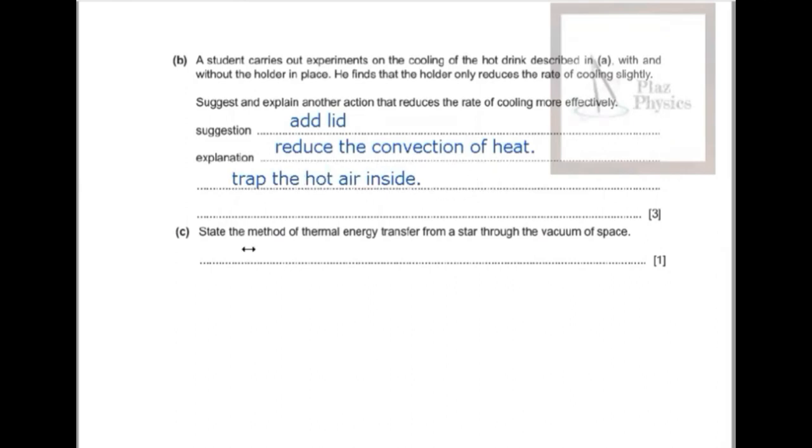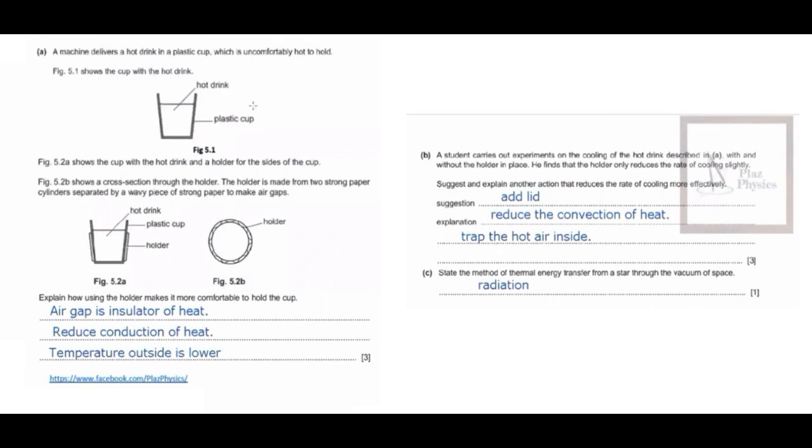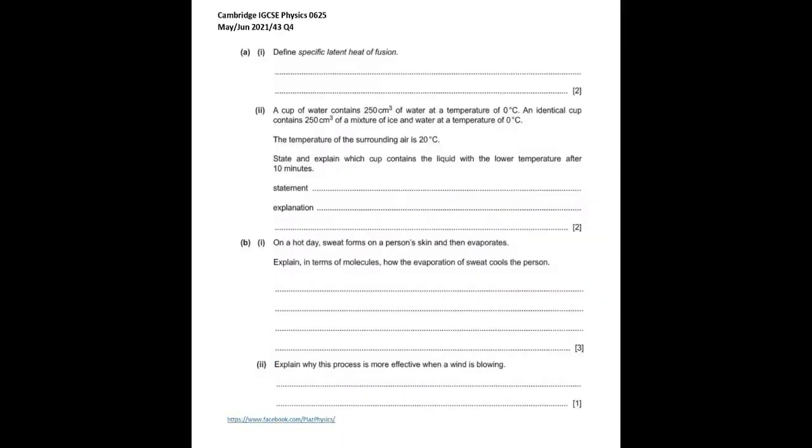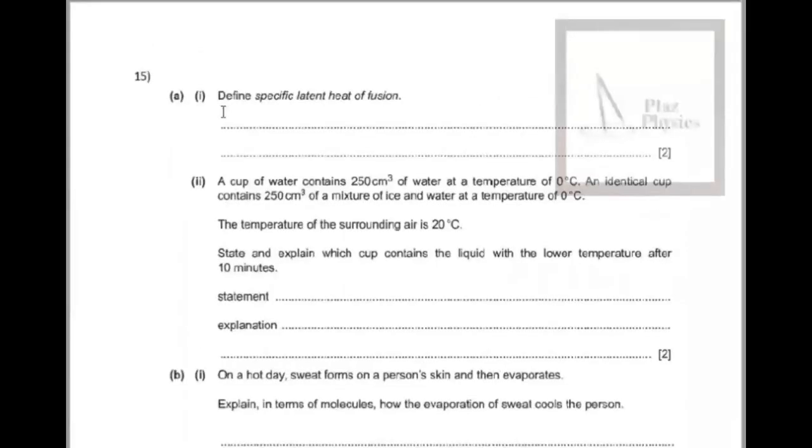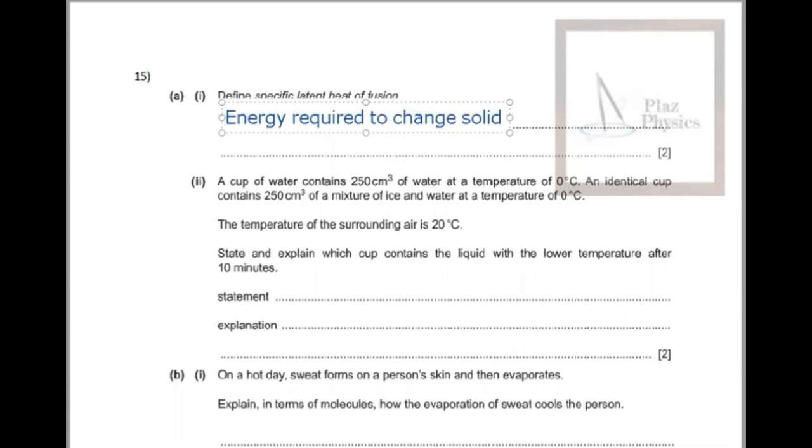Okay, another method is radiation. So we have conduction, convection, and radiation. This one is radiation. Third one. Fusion. So energy required to change. Fusion is solid to liquid for 1 kg object. How much energy is needed to change?